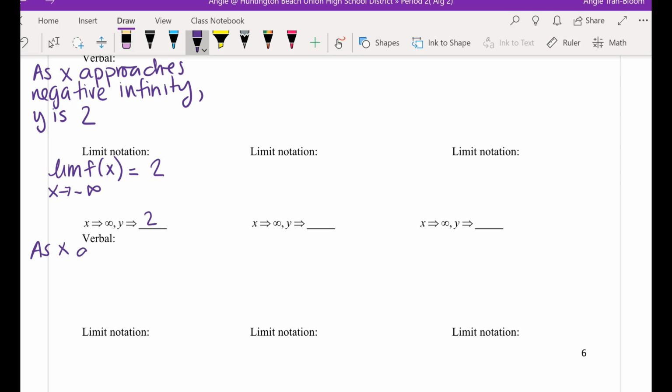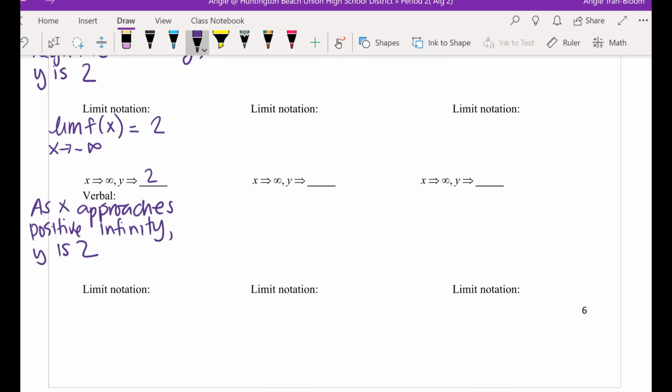As x approaches positive infinity, y is 2. Okay. And then in higher math, we use limit notation. Limit, x approaches what? Infinity of this function, whatever function you're working with, equals 2. Perfect. Okay. So these are some new terms or notations.